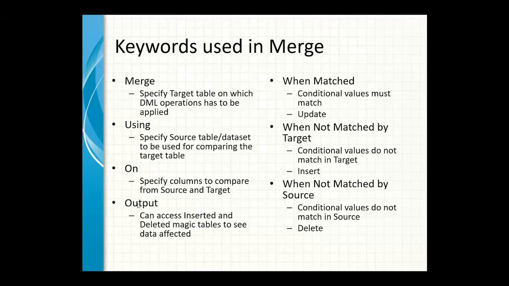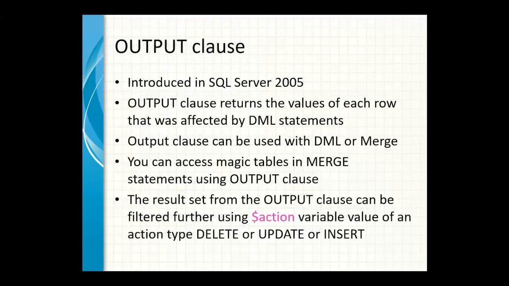So what is this output clause here? It says that it can access inserted and deleted magic tables. So let's try to understand this output clause better. So what is this output clause? The output clause was introduced in SQL Server 2005, and it basically returns the values of all the rows that were affected by the DML operations. It can be used in any of the DML statements, or it can also be used with merge.